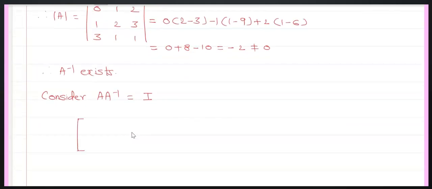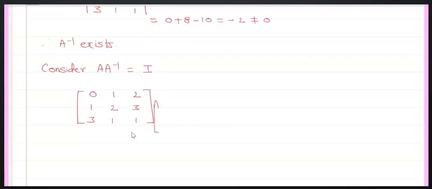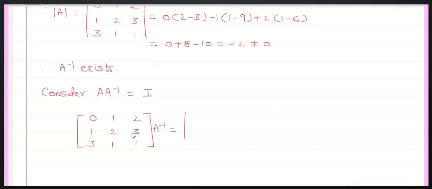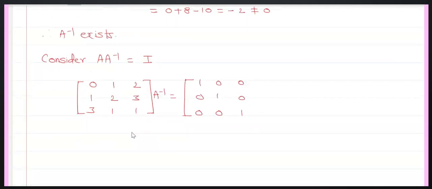A into A inverse is equal to I. Now this is a 3 by 3 matrix. We'll require a minimum of 6 operations, minimum, not maximum. Now here A11 is 0 and here it is 1. Therefore, we'll apply the R12 operation.